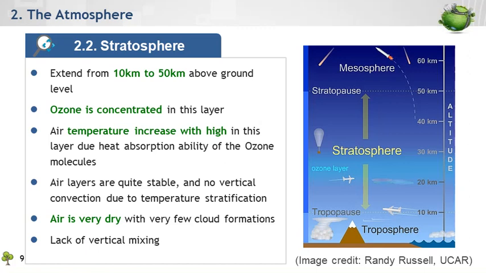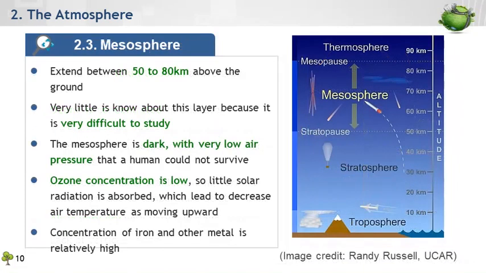Because there is not so much moisture content, the air in the stratosphere is relatively dry. Therefore, very few clouds are formed in this layer, except the polar stratospheric clouds which appear near the polar zone in winter. The atmospheric layer above the stratosphere is called the mesosphere, which lies between 50 km and 80 km above ground level. Very little is known about this layer because it is very difficult to study.